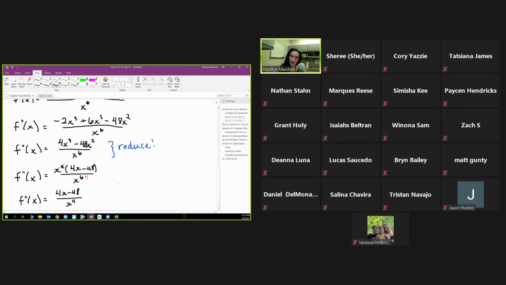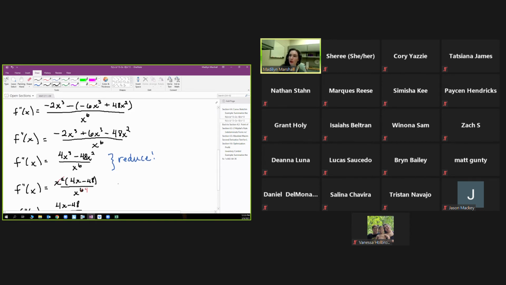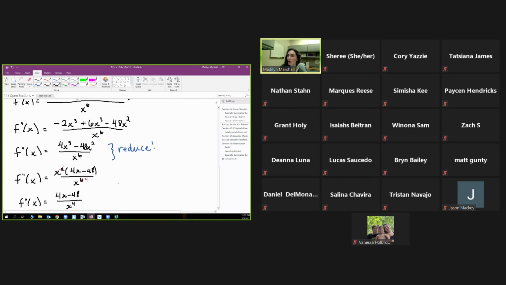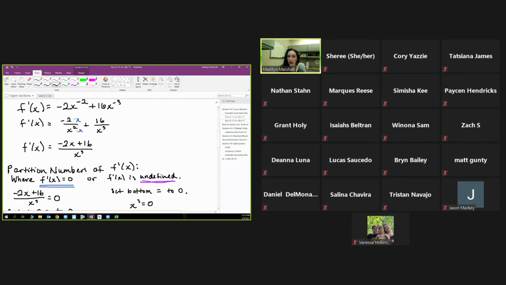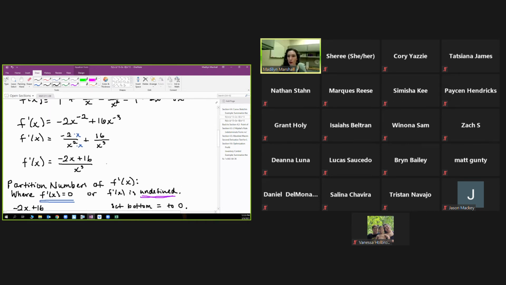So on this one, finding f double prime, we used the quotient rule. On finding f prime, we separated it into pieces, used the power rule, and then put it back together. Either of those methods would have worked on either of these derivatives, so it's really a preference.